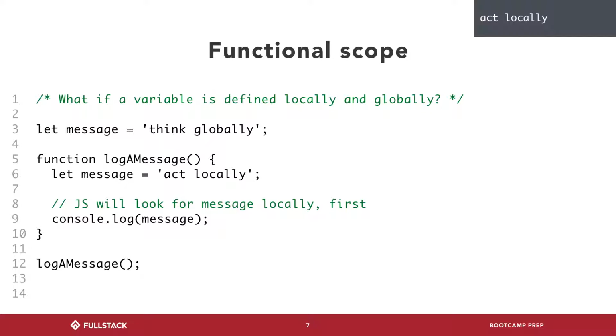So in this case, it's going to look for a message and say, do I have it in my own scope? Oh, I do. It's called act locally. Great, I'll print it out, right? It doesn't even look or care that there's another variable called message outside of it on a different scope, because this will never use it. I got what I needed. I don't need another one. It's just superfluous at that point. So when we talk about functional scope, it's the idea that we have these curly braces and it's being set within the confines of a function.